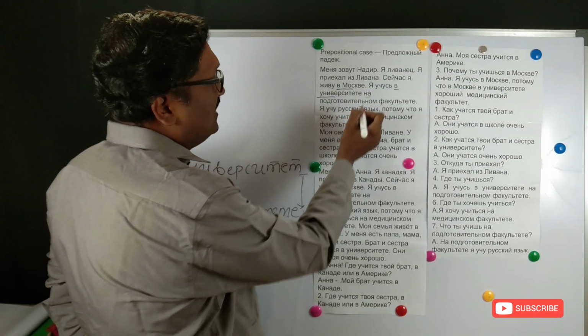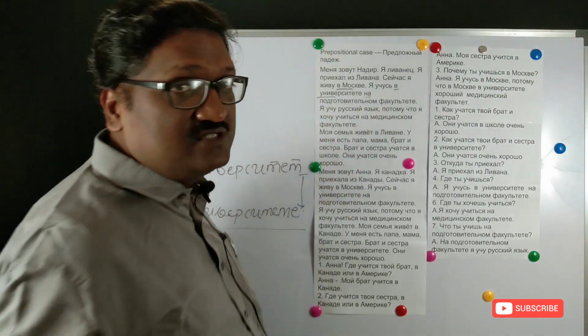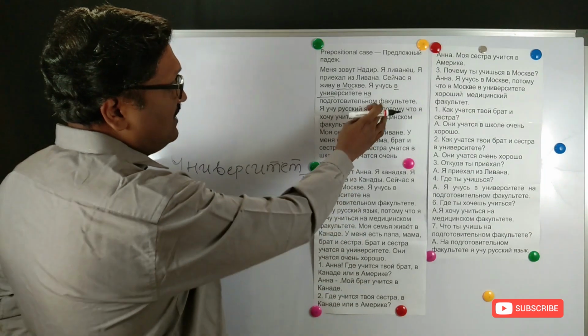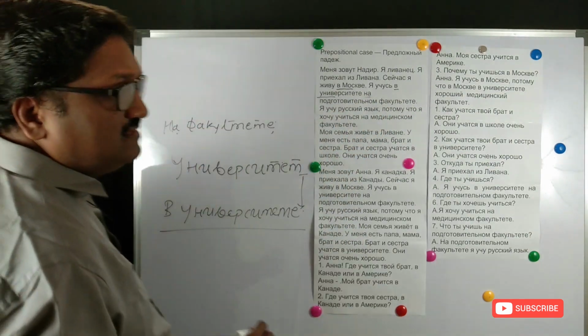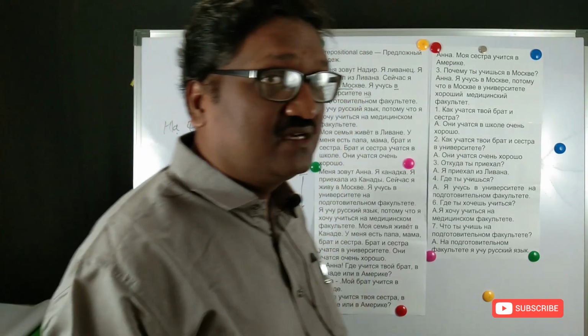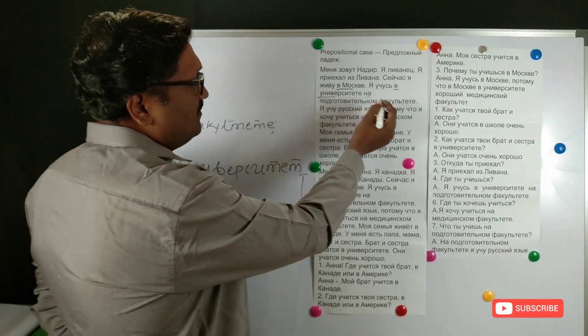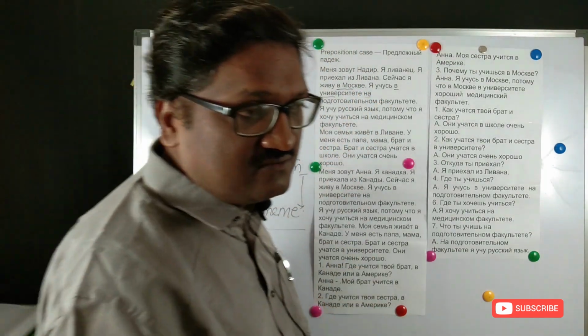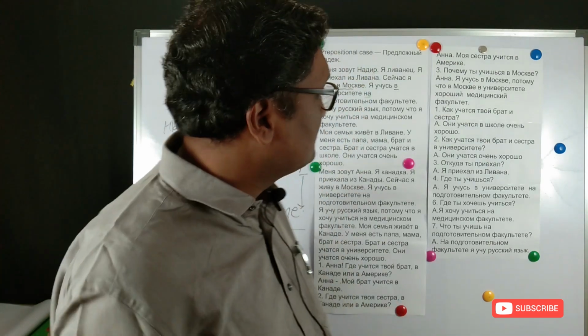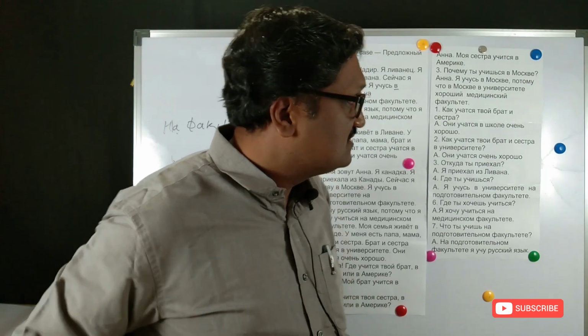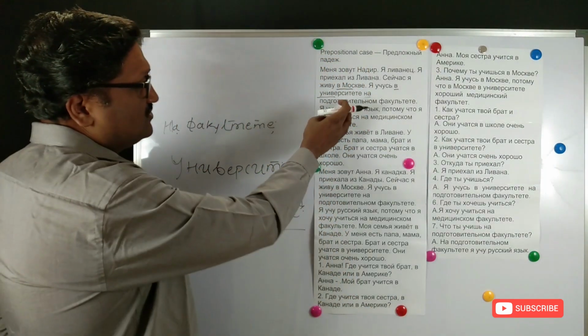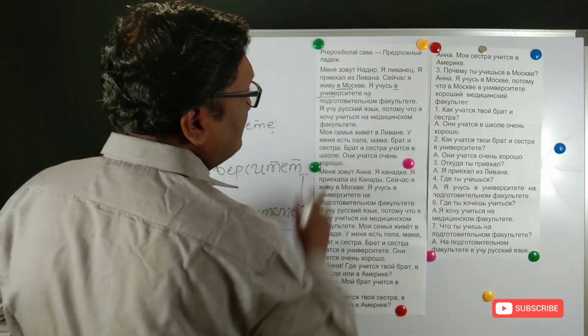Now here this "na" is used for indicating which faculty he is studying. So facultete, na facultete. Padgativitelni is an adjective coming with the noun. Since it is in the prepositional case, everything which is related with the noun changes. The noun has its own gender, plural and singular number, and the adjectives associated with that. So everything will change.